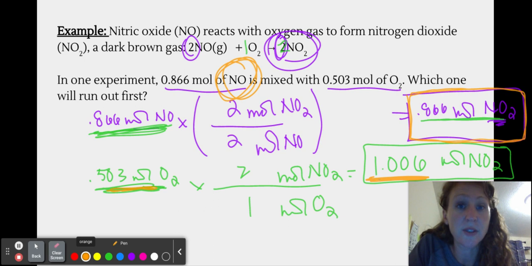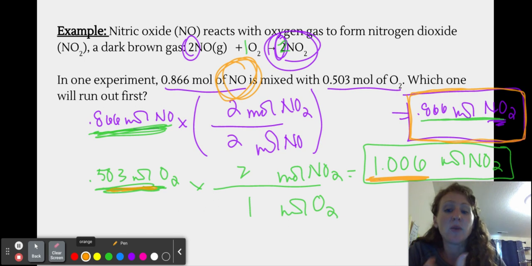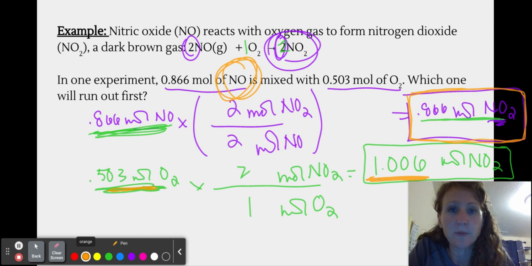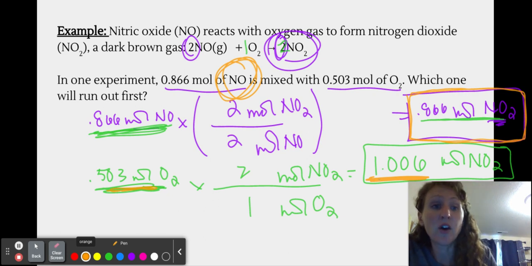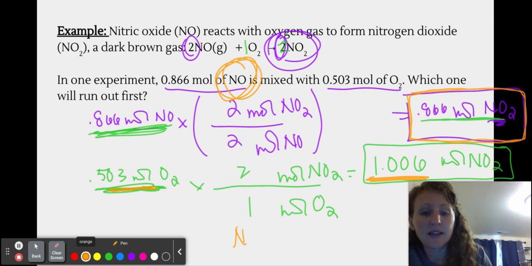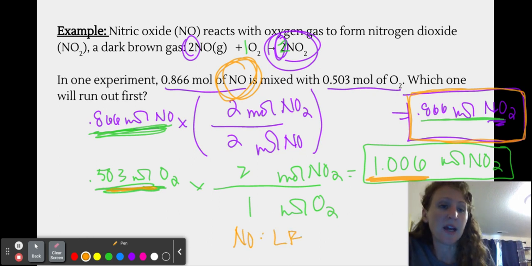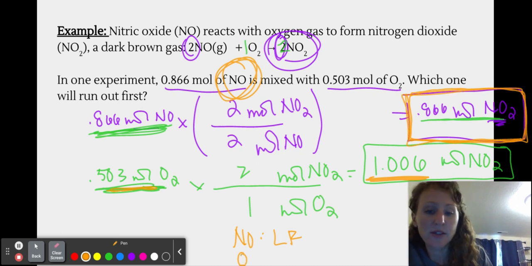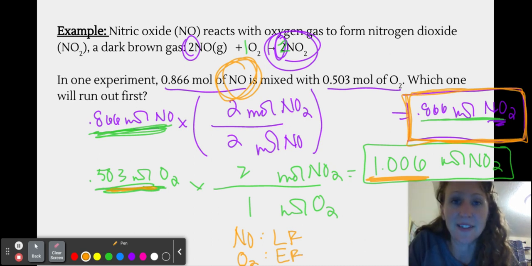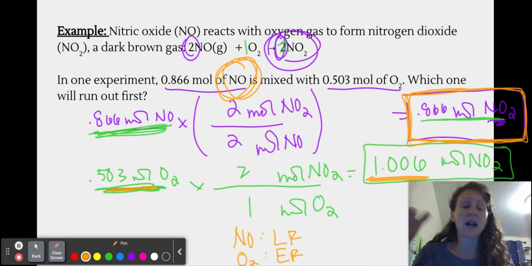A lot more moles can be made if I react all of my oxygen and I have unlimited amounts of NO. So I know that NO is going to be my limiting reactant. And when NO runs out, I know how much product I will have made. And I will also know that I'm going to have oxygen left over. So oxygen is going to be my excess reactant. Okay, so that's a brief overview of the whole process and concept.